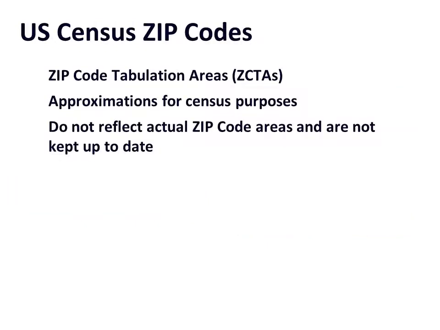U.S. Census zip codes, zip code tabulation areas, or ZCTAs. They are approximations for census purposes. They do not reflect actual zip code areas and are not kept up to date, so you have to be suspicious of that data whenever you see it, need it, or use it.